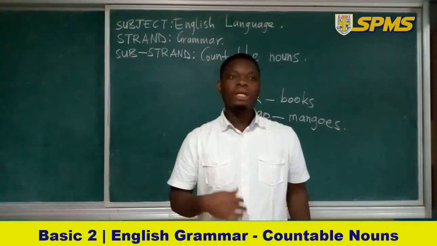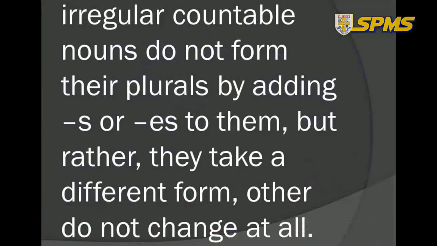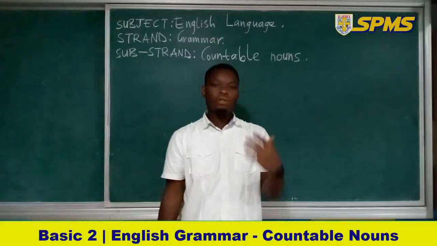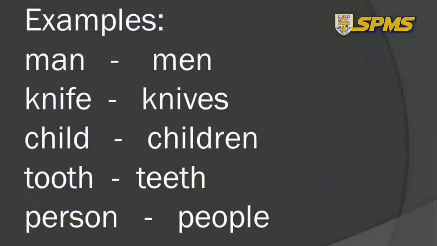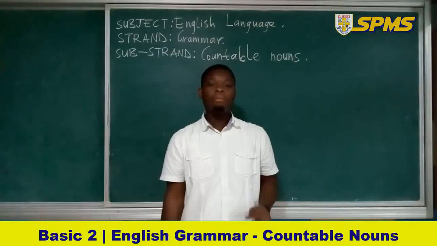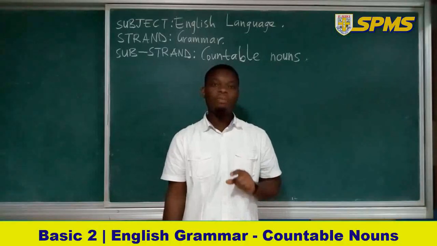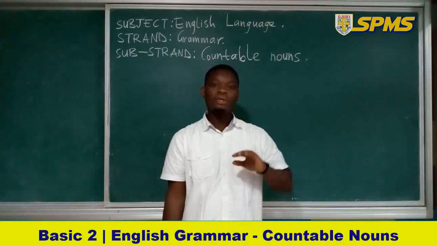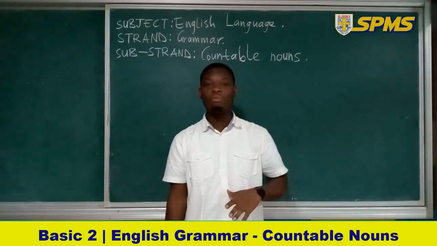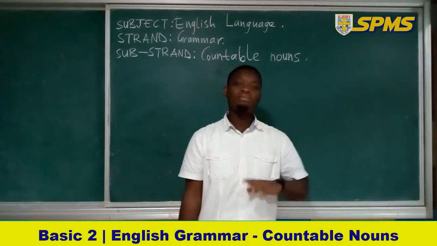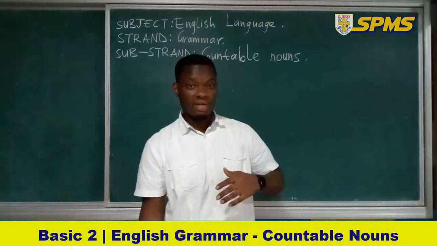Let's take it again. Irregular countable nouns do not form their plurals by just adding s or es to them, and then others also do not change at all. Let's take a look at some examples on the screen. So on your screen are examples of some irregular countable nouns. Let's look at them. Remember I told you that some do not change when you are forming their plurals. They take different forms. We don't form their plurals by adding s or es, but rather they change or take different forms.